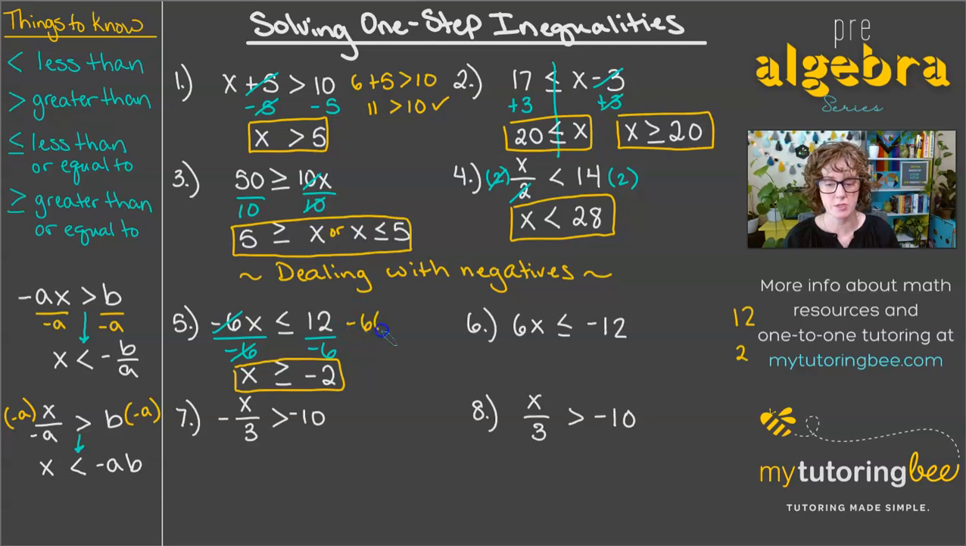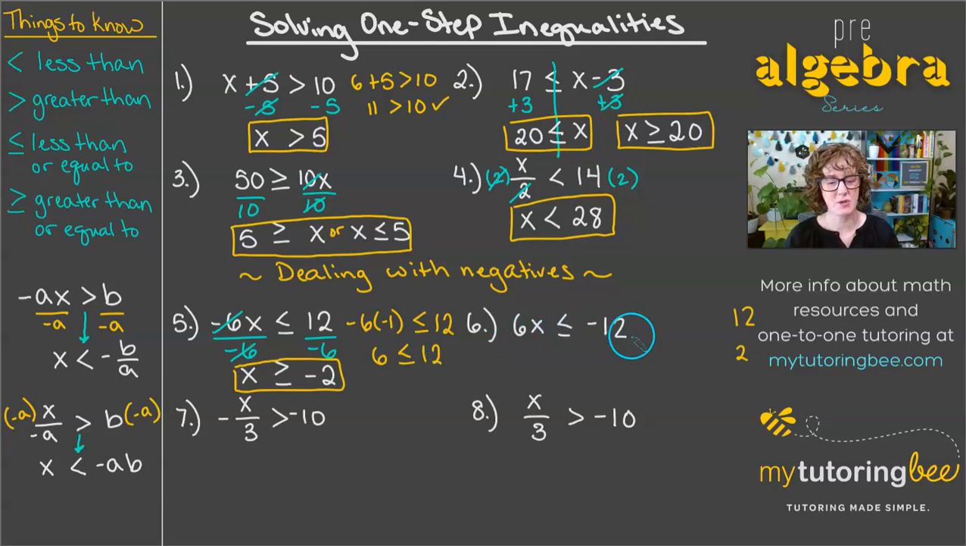So I'm going to substitute that in right here. And then we'll check and make sure that this is correct. So notice that I'm using the original inequality symbol, that less than or equal to, and I'm using my solution once we flipped that inequality symbol. So negative 6 times negative 1 gives me positive 6, and that is less than or equal to 12. So we've checked our solution. We know that we're good to go.